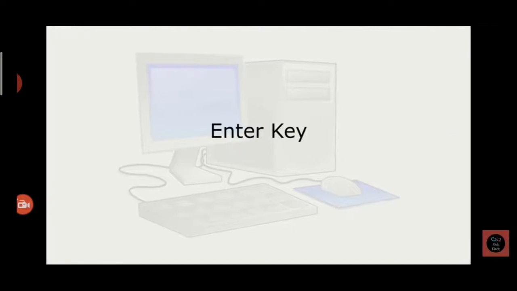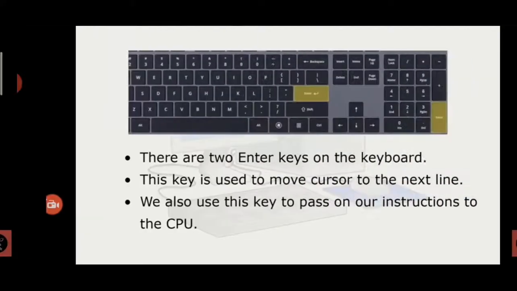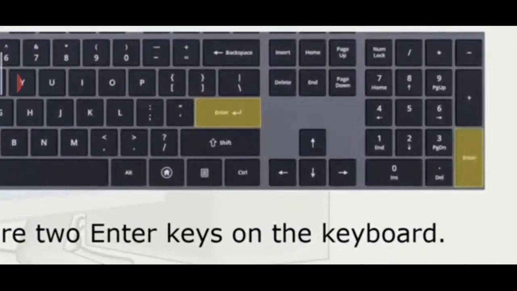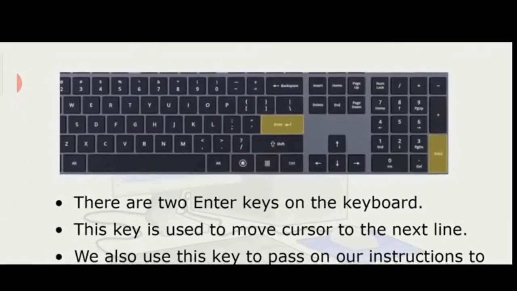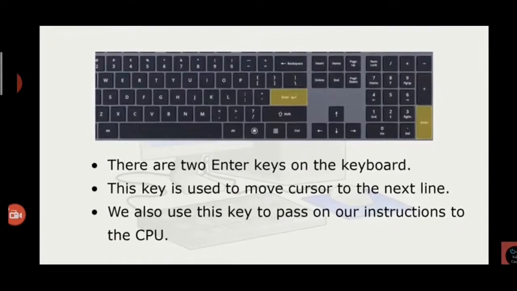Understood? Now the next one is the enter key. Here you can see the enter key. The highlighted keys are enter keys. There are two enter keys in a keyboard. This key is used to move the cursor to the next line. If you want to change the line in a paragraph, we use the enter key because it is used to move the cursor to the next line.